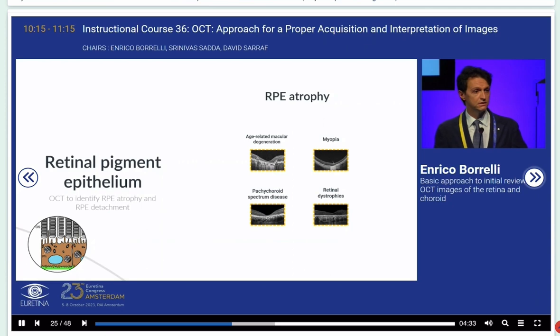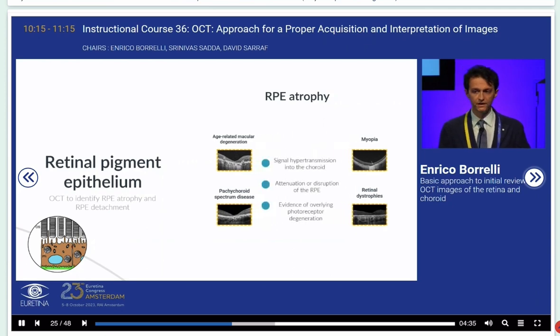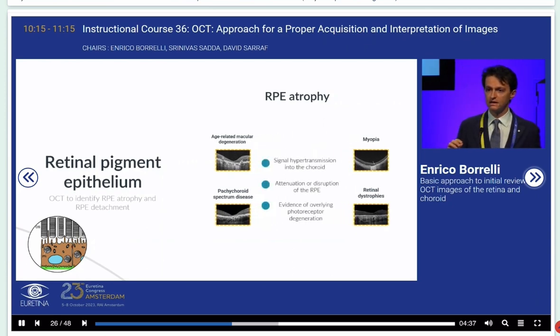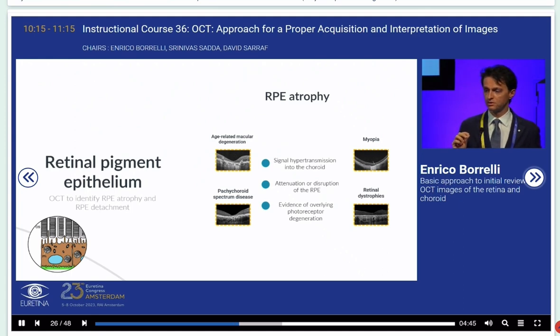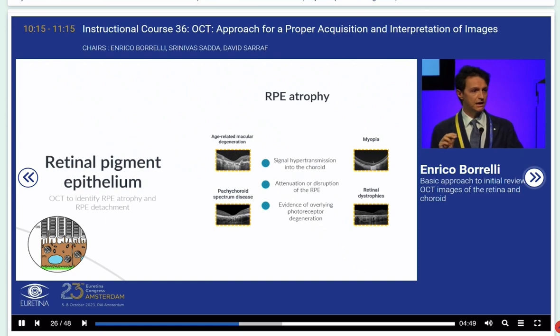Regardless of the disorder associated with RPE atrophy, this is characterized by a signal hypertransmission, an attenuation or disruption of the RPE, and evidence of overlying photoreceptor degeneration. These are the OCT signs associated with RPE atrophy, again, regardless of the disorders behind this kind of OCT features.